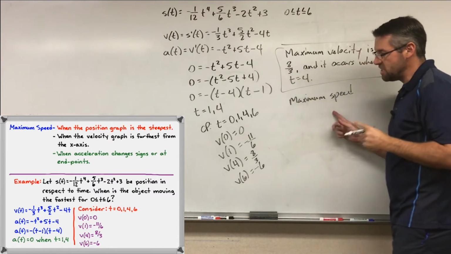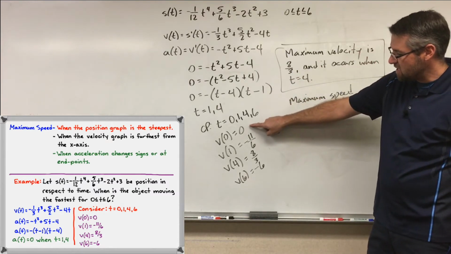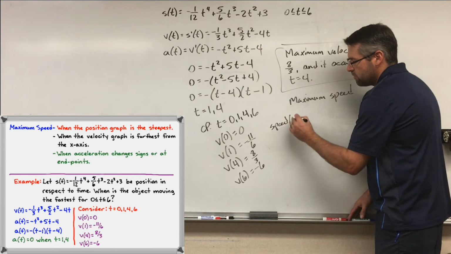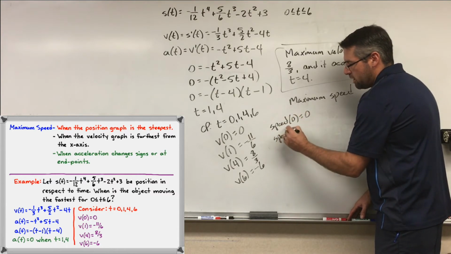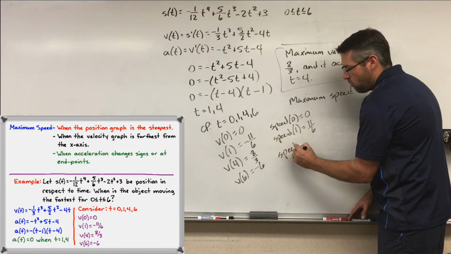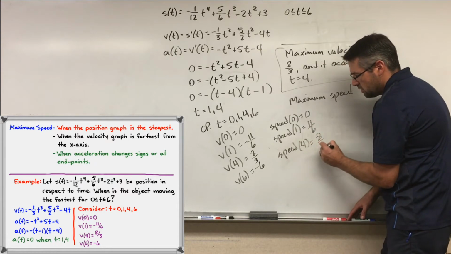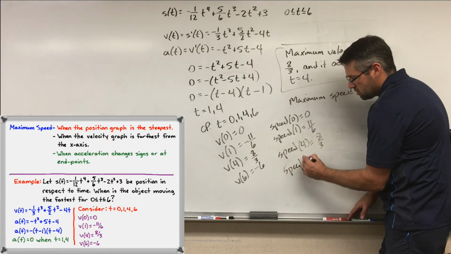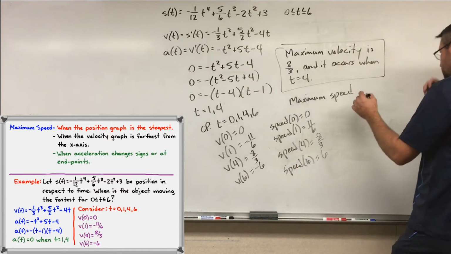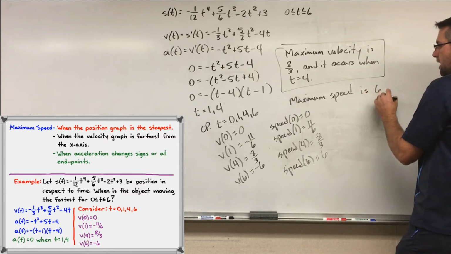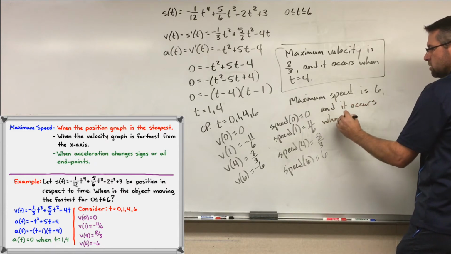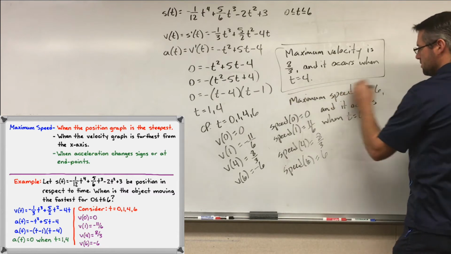But what's my maximum speed? Remember, speed is absolute value, so let me go ahead and write these down. Speed at 0 is 0. Speed at 1 is 11/6 because it's the absolute value of that. Speed at 4 is 8/3. And then speed at 6 is 6. So which one of these is the maximum speed? Well, obviously it's the 6. So we'd say maximum speed is 6, and it occurs when t equals 6. Okay?